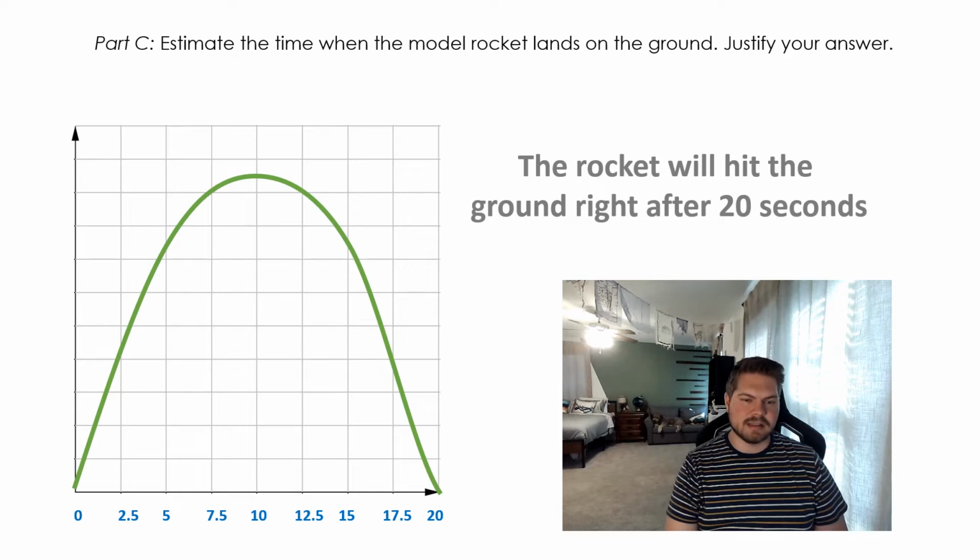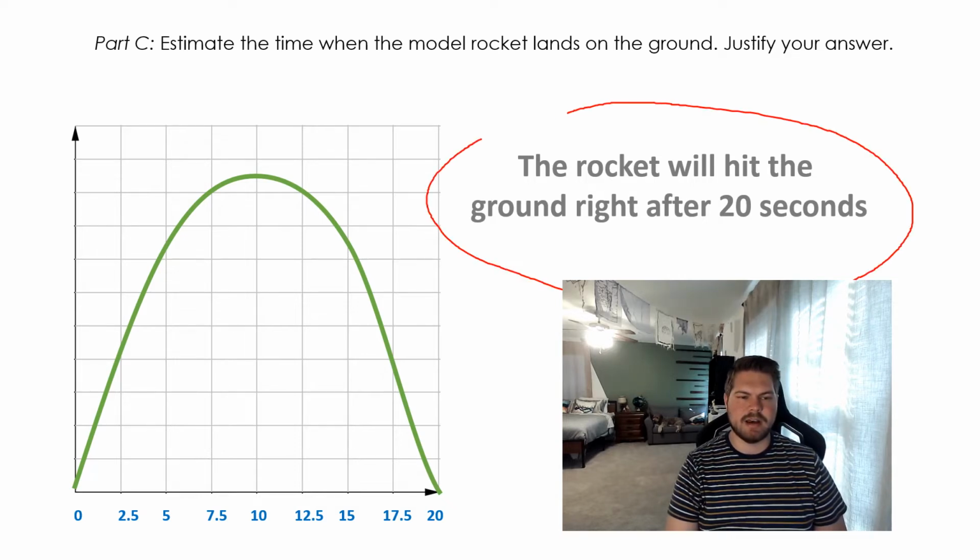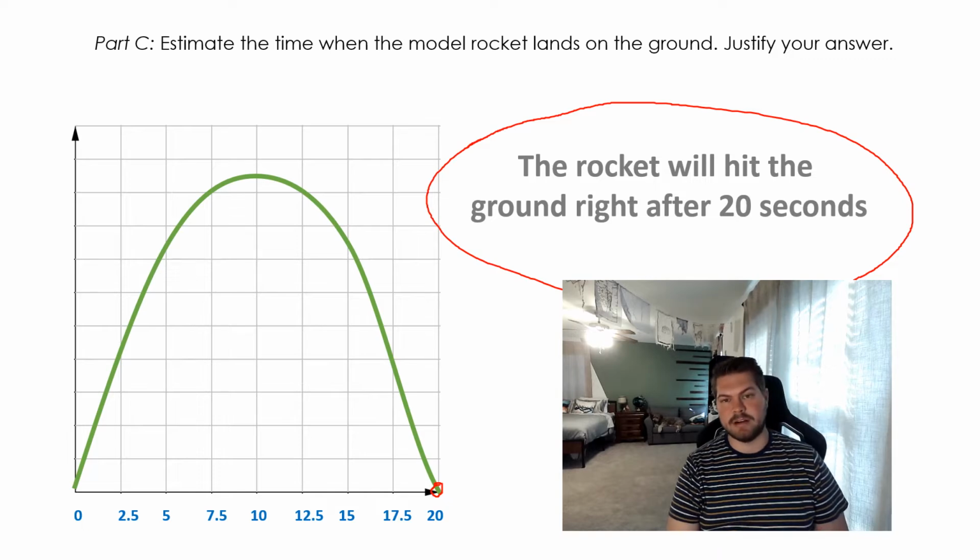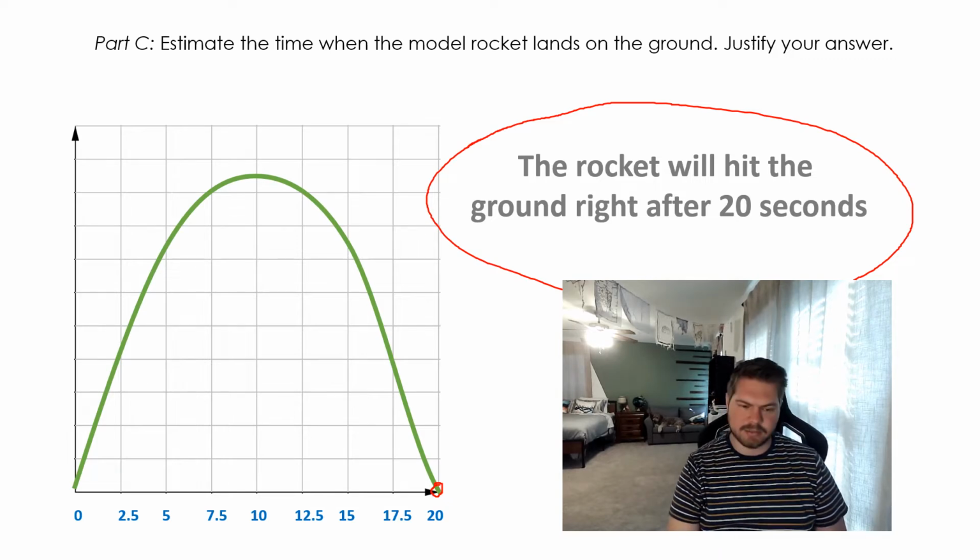Does this make sense? The rocket will hit the ground right after 20 seconds. Here, I can circle it. The rocket will hit the ground right after 20 seconds, because right here is 20 seconds, and it hits the ground right after 20 seconds. Not at 20 seconds, because remember, when we plug that in, it's 5 meters at 20 seconds, but basically right after it hits the ground. You could try to get more exact, but it's not worth it.